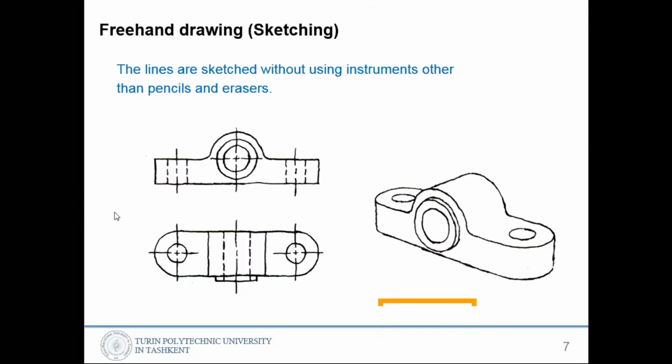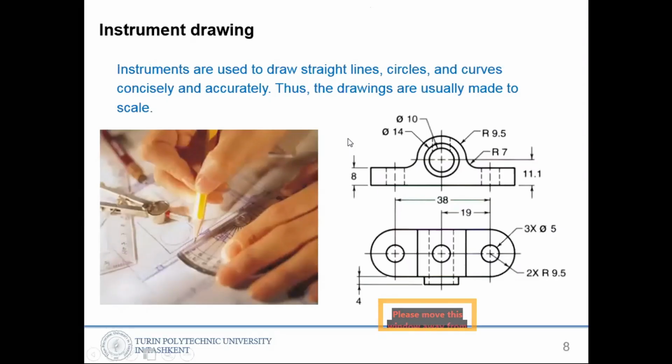It doesn't look very good sometimes. So this one is an instrument drawing. You're using instruments like a ruler, protractor, or a compass. Okay, so automatic pencil, pen. Instruments are used to draw straight lines, very good straight lines, circles, and curves concisely and accurately.